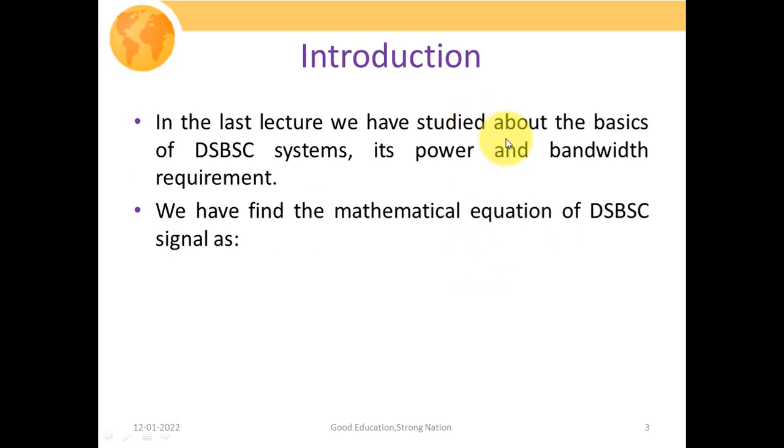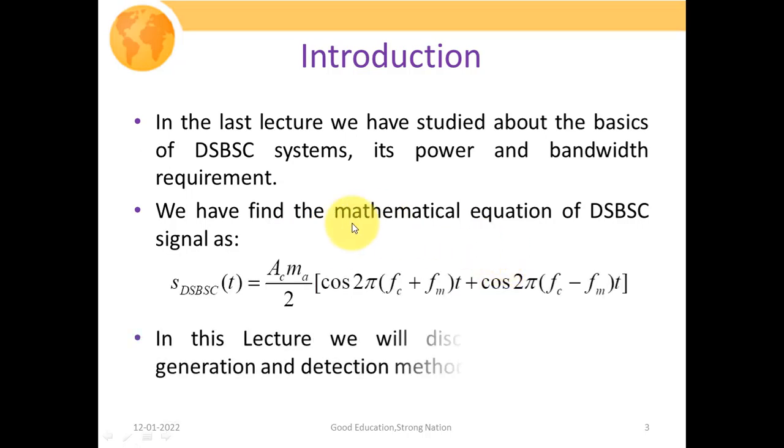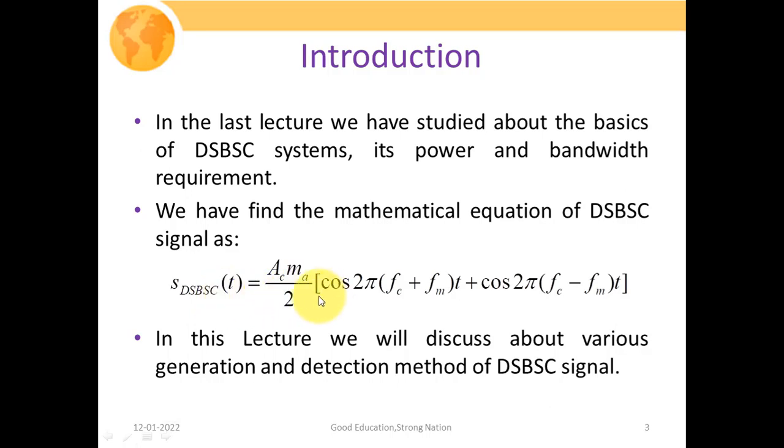So in our last lecture, we have studied the basics of DSB-SC system, its power and its bandwidth requirement, along with all its mathematical detail. We have found the mathematical equation of your DSB-SC signal, which would be given as Ac times Ma over 2, where this Ma is nothing but your modulation index, which could also be represented as mu, times cos of 2 pi (Fc plus Fm)t. This is signifying your upper sideband, plus cos of 2 pi (Fc minus Fm)t. This is signifying your lower sideband. So this is how we represent this DSB-SC signal. In this particular lecture, we will try to discuss various generation methods of your DSB-SC signal.